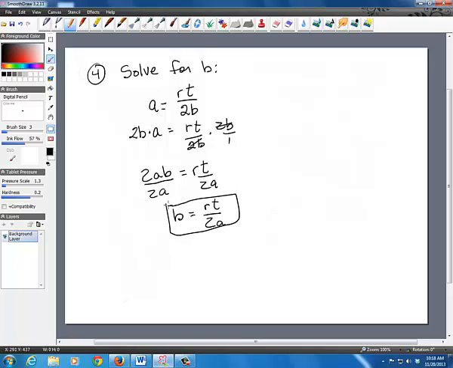And that is the end of the review for Chapter 8. This is worksheet number 4.